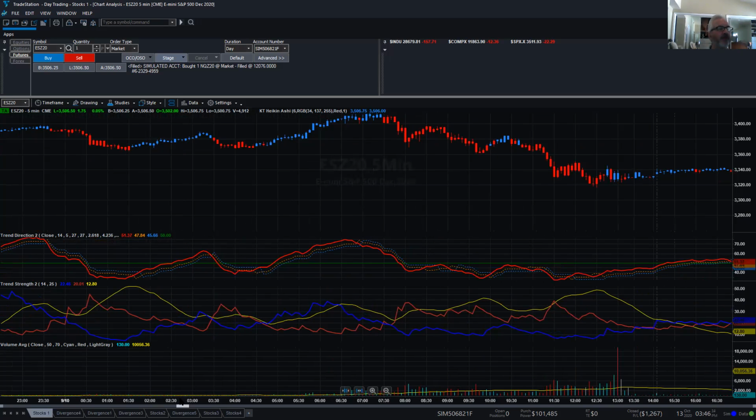Let me give you an example. This is the ES. This is the 50-yard line. I call it the 50-yard line. This is the neutral zone separating the bullish sentiment of the market from the bearish sentiment of the market. So when the red line is above this green line, the market is bullish. When the red line goes below the green line, the market is bearish. This is actually a very good line to trade.